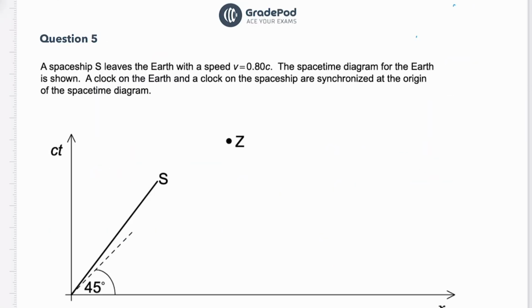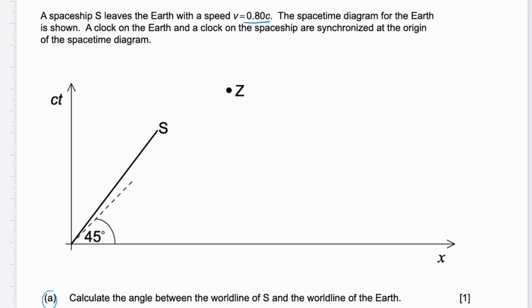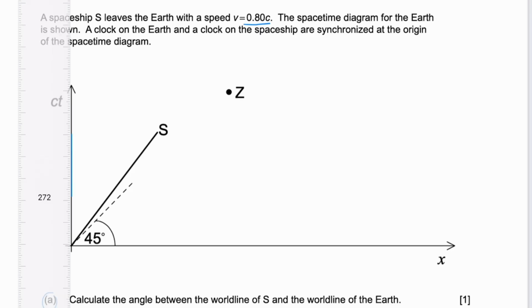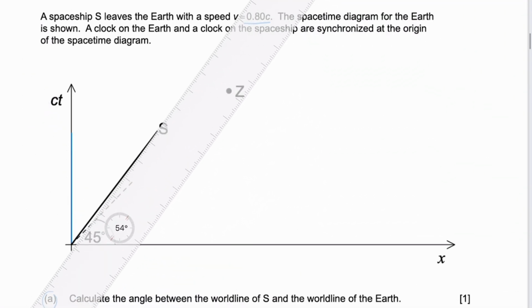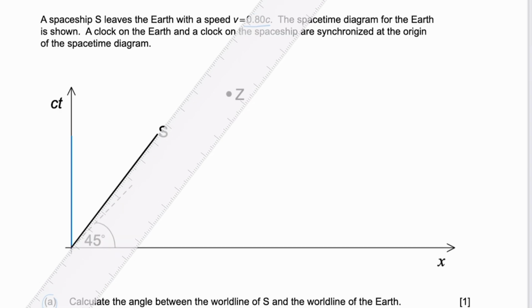Question 5. A spaceship S leaves the Earth with a speed of v equals 0.8 c. The space-time diagram for the Earth is shown. A clock on the Earth and a clock on the spaceship are synchronized at the origin of the space-time diagram. A. Calculate the angle between the world line of S and the world line of the Earth. This is the world line of the Earth. And this is the world line of S.